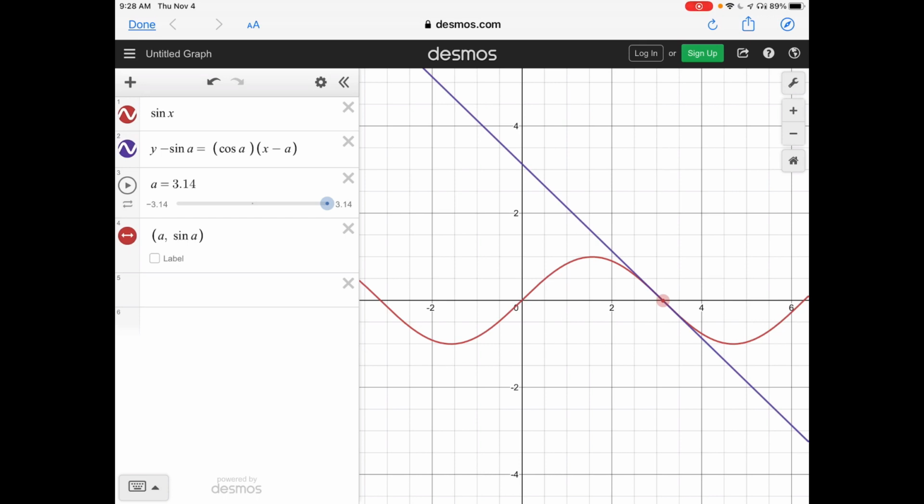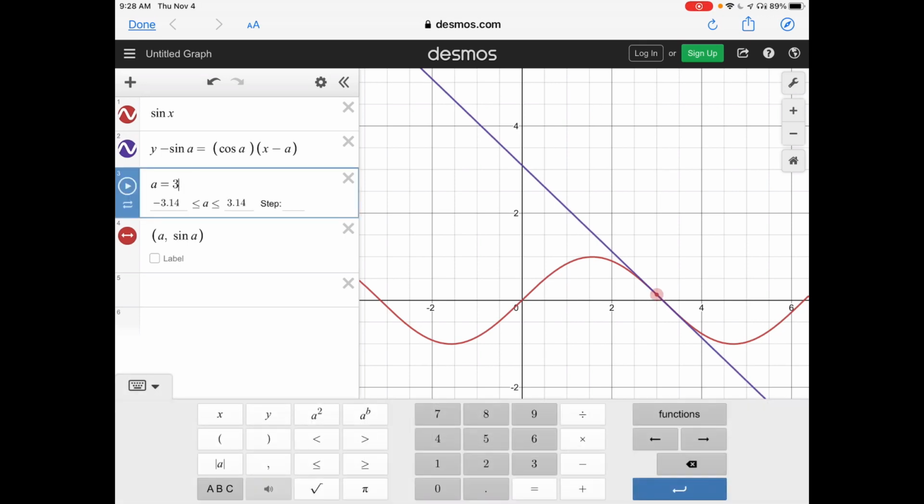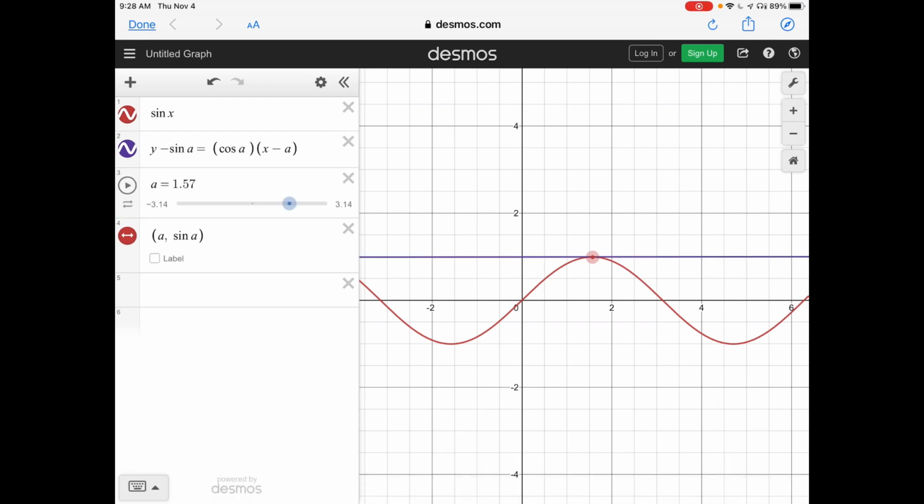If I set the x value to be pi over 2 instead, which is around 1.57, then you could see how the curve is not increasing nor decreasing at the point, and this is indicated by the slope of the tangent line being 0.